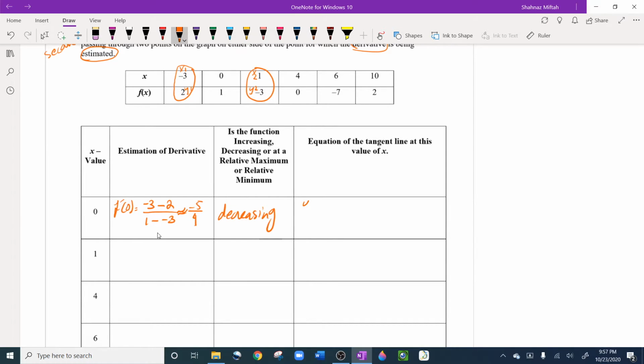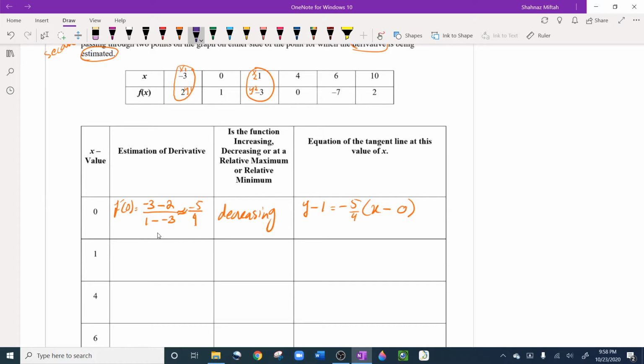Equation of the tangent line. Again, y minus, what is the y value at 0? Y value at 0 is 1. The slope we got is -5 over 4, times x minus, what is my x? 0. Done. Okay, try another one.